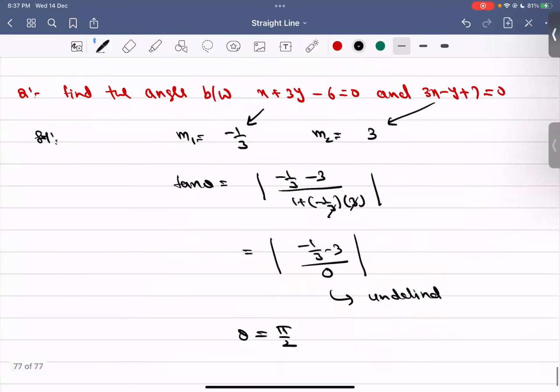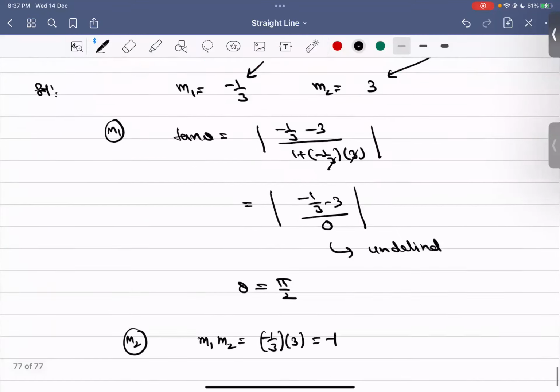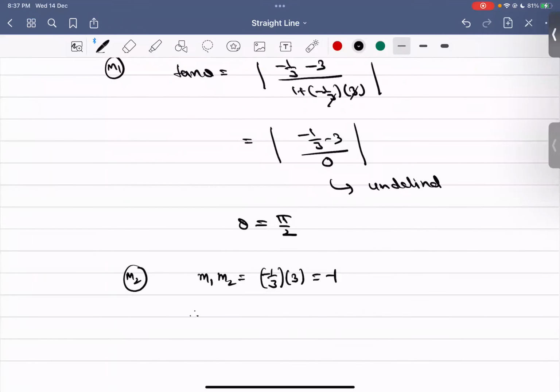So this is method 1, by using the formula. Method 2: directly we can say m1 into m2, that is minus 1 by 3 into 3, is equal to minus 1. Therefore the product of the slopes is minus 1. Therefore the two lines are perpendicular. Therefore the angle between them is 90 degrees or pi by 2.